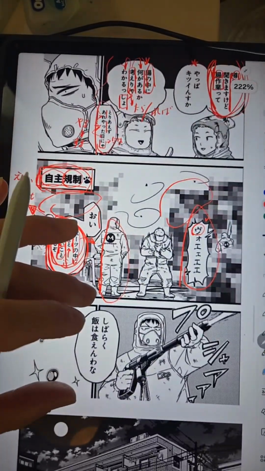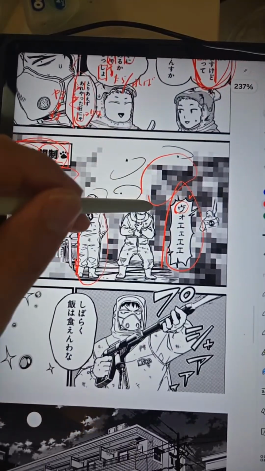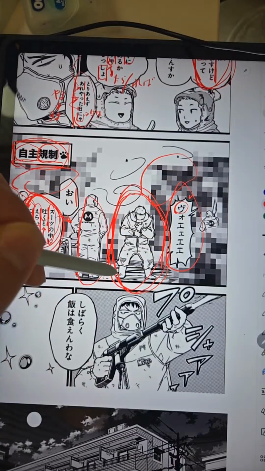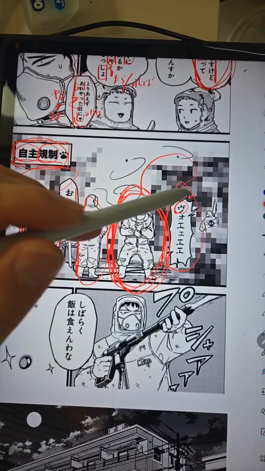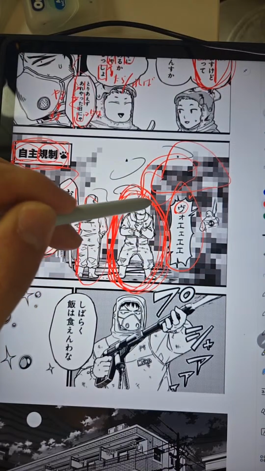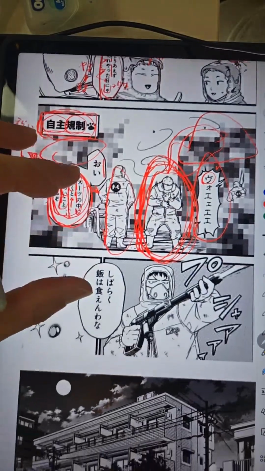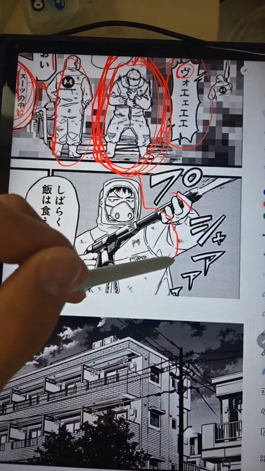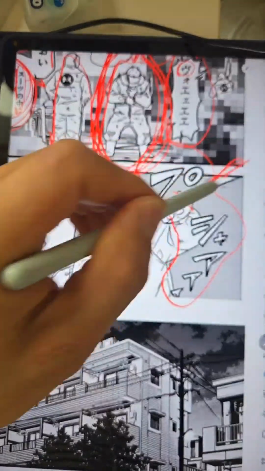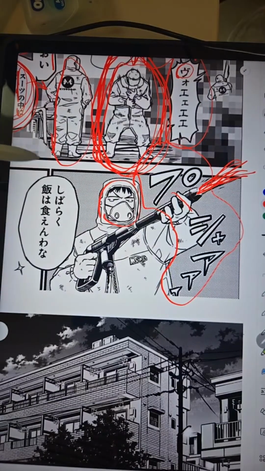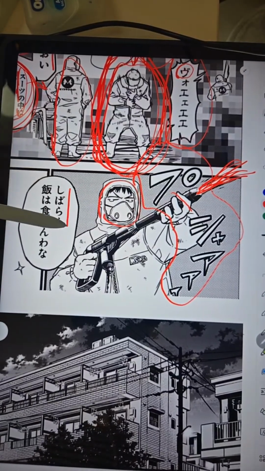I can only assume. I think you can also assume that the suit is really covered, so that none of the stuff from the monster will go inside the suit, right? So if you puke inside the suit, of course, it's going to stink even more. Okay, psha, psha is onomatopoeia for releasing something. He's crying after puking inside the suit. しばらく, for a while. 飯は食えんわな.